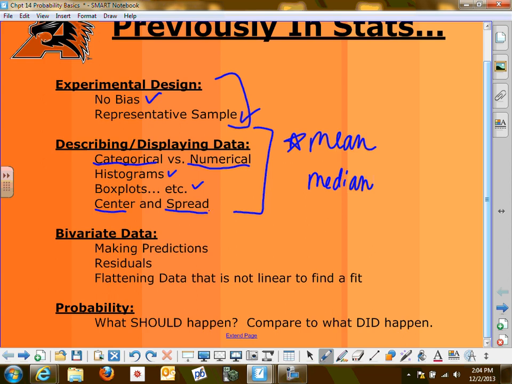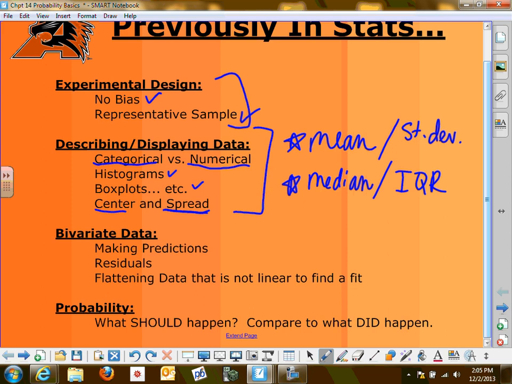As far as measures of spread, what measure of spread coincides with the mean? If I'm talking about the mean of something, good. Then the spread I would describe is the standard deviation, okay? And for median, if I had a box plot, what measure of spread would I describe with that? IQR. Very good.